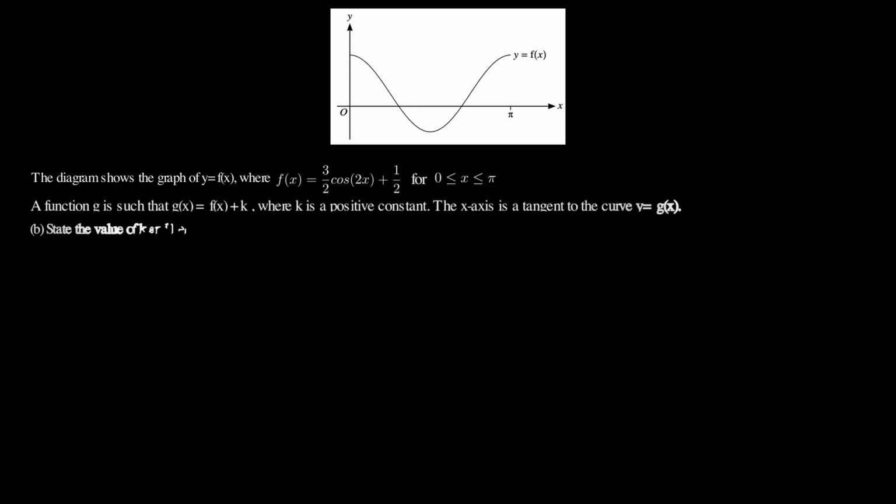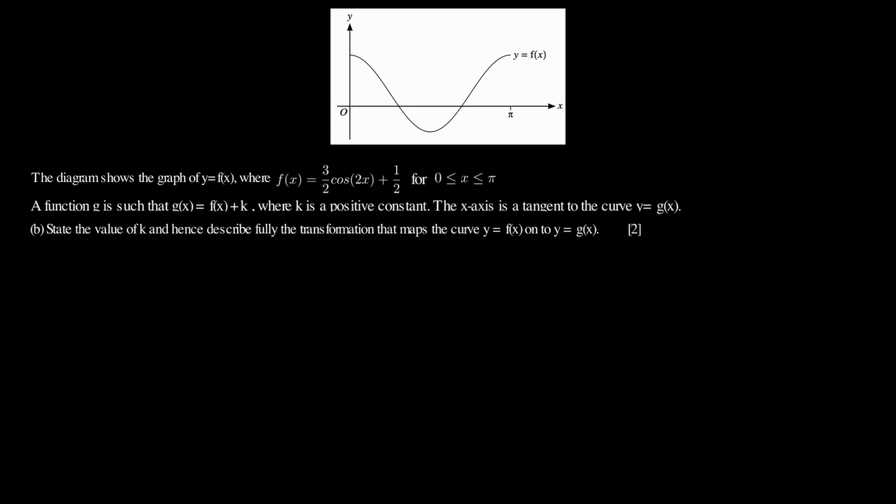In part B of problem 4, it says there is a function g such that g of x equals f of x plus k, where k is a positive constant. The x-axis is a tangent to the curve y equals g of x. State the value of k and hence describe fully the transformation that maps the curve y equals f of x onto y equals g of x.